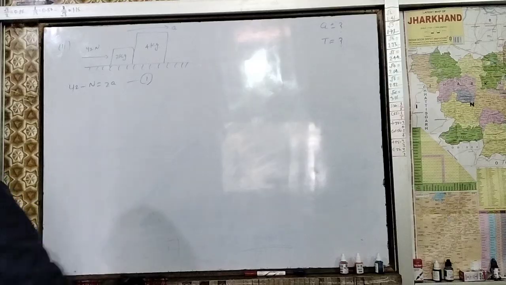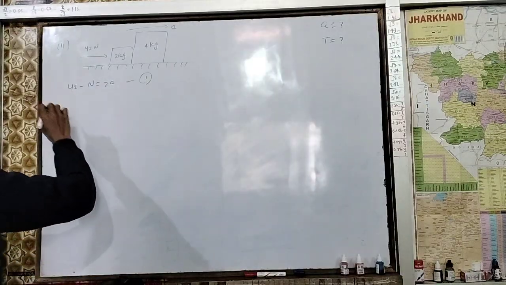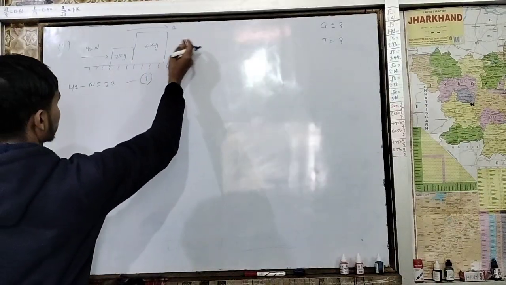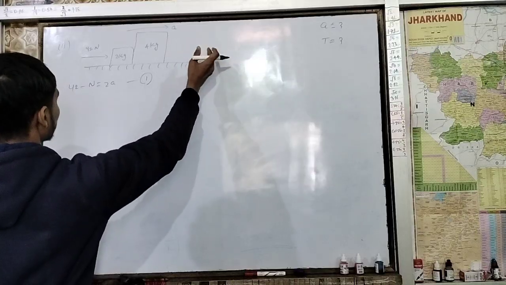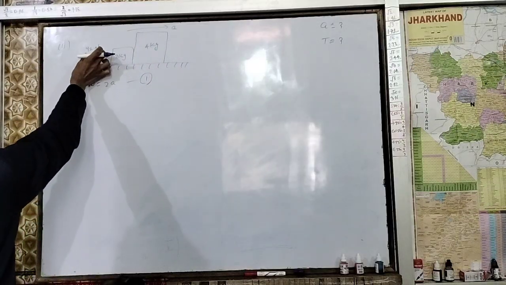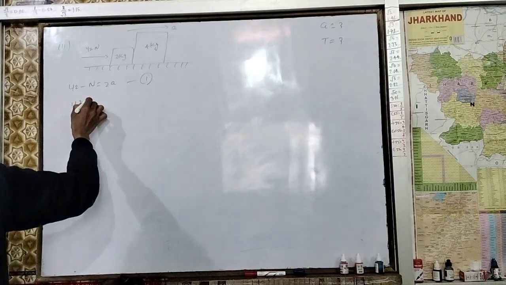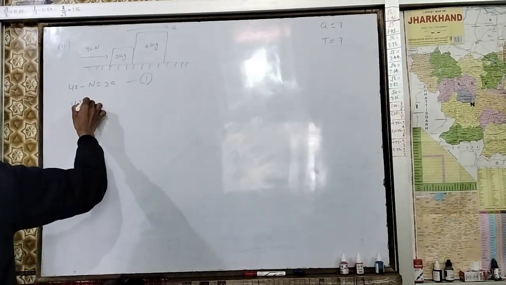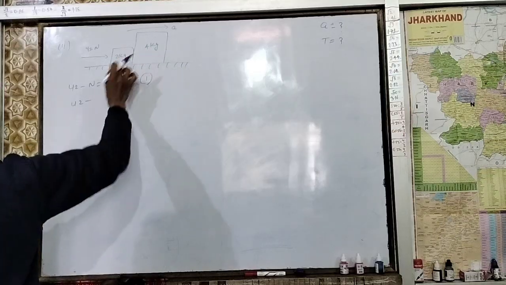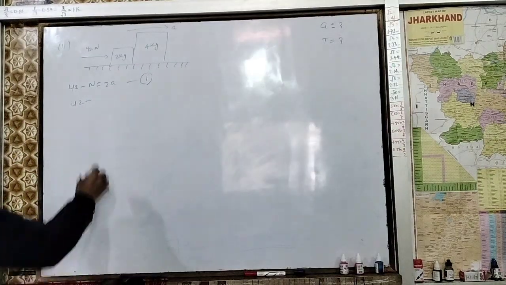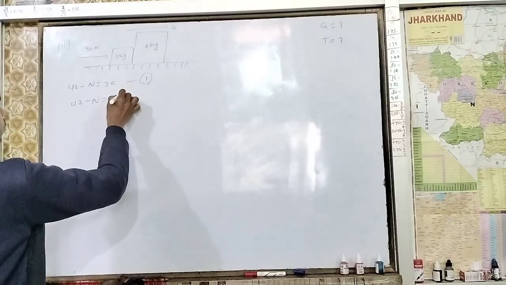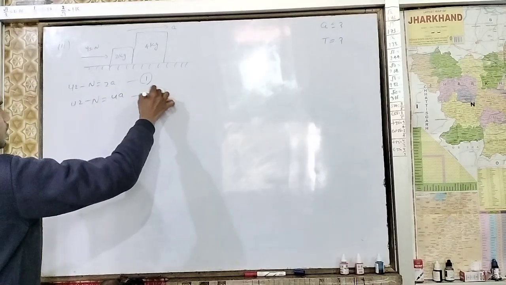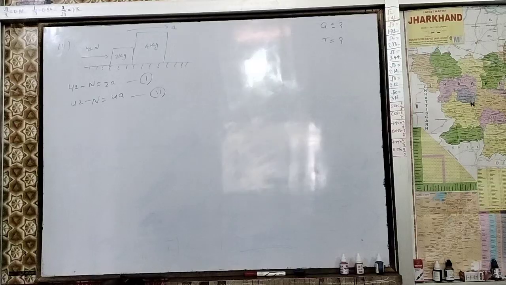For the second body, there is no force in the forward direction. There is no force, but backward, 40 Newton, and minus this N is equal to 4A. Second equation. Am I correct?